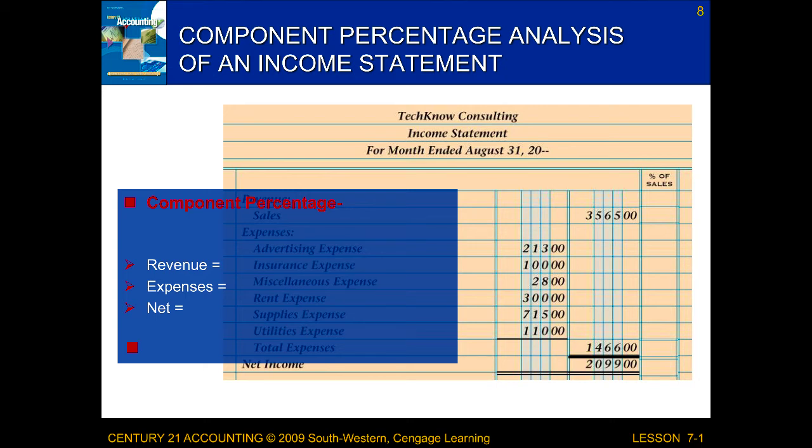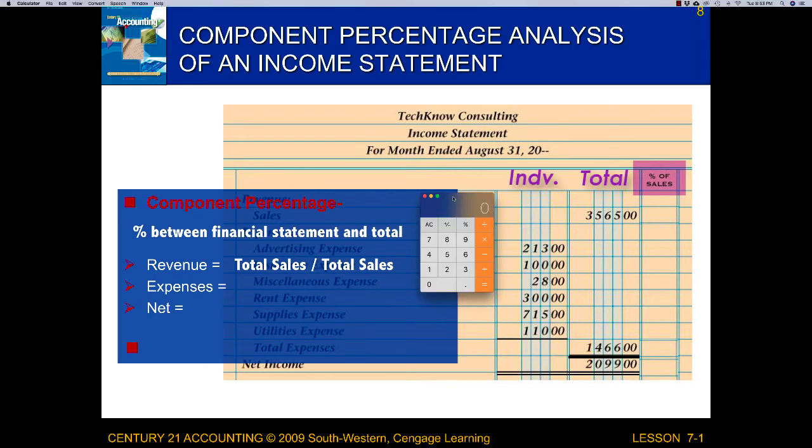What that is, is taking a look at the percentage of the actual financial statement and the total and comparing those two. So if I'm finding the percent of sales component percentage for a revenue account, what I'm doing is I'm taking my total sales number and I'm dividing it by whatever the component percentage I'm trying to find is. So I'm trying to find the percentage of sales. So I'm taking sales divided by sales.